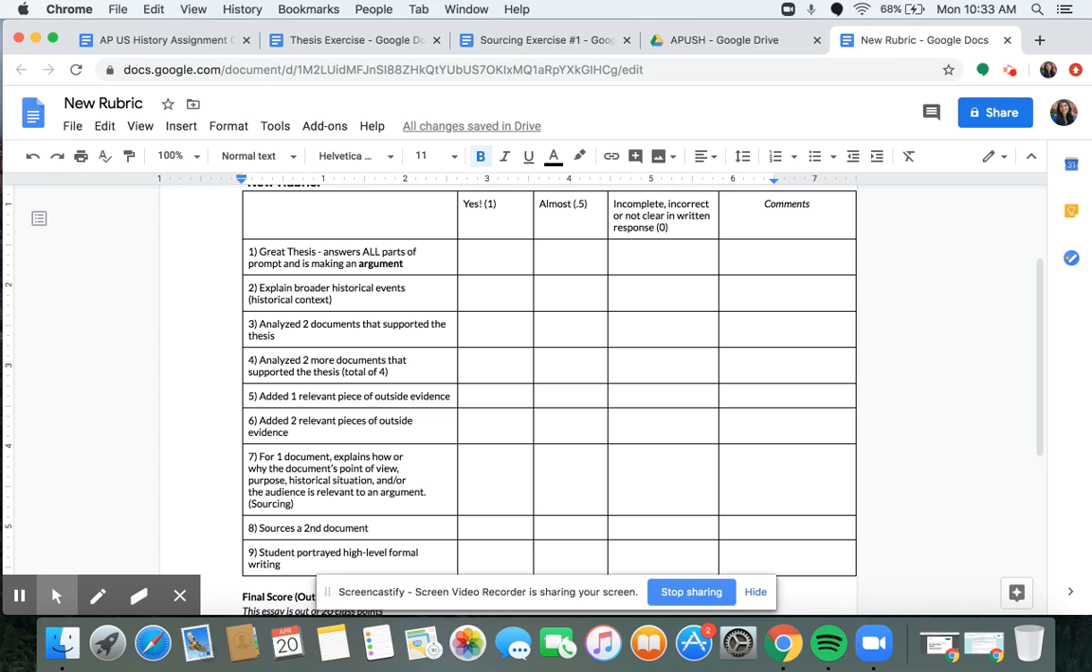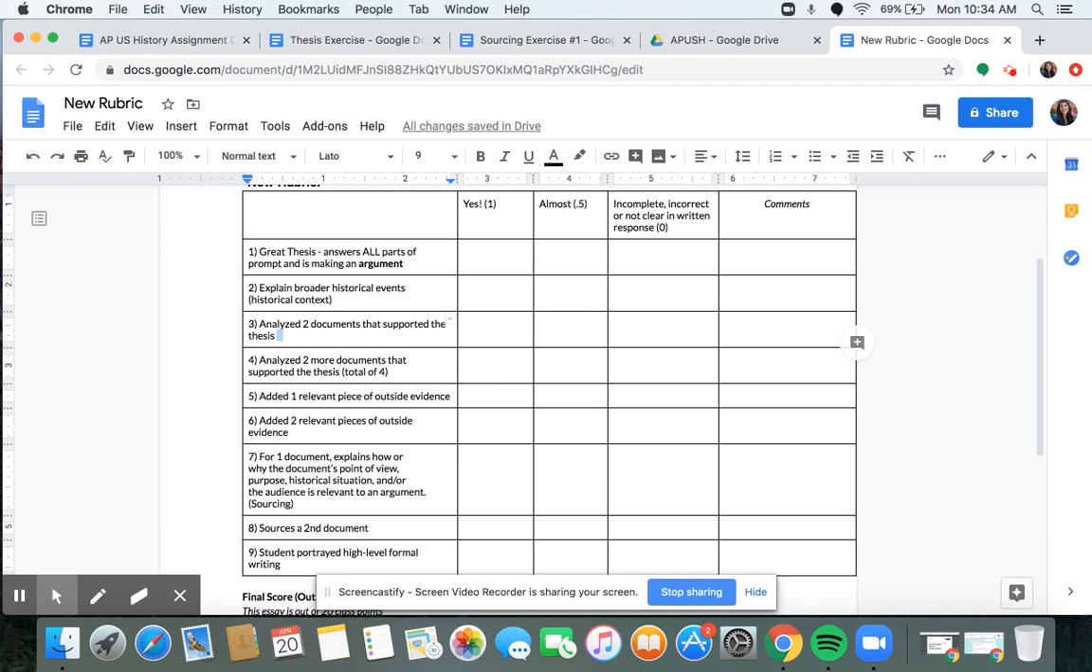It has to have an adjective in there. It has to have some way that you are arguing, you are making a point, you are making a claim, and you have to back that up in your essay. So great thesis still gets a point. The next one is still the same too. You still have to explain broader historical events. You still have to bring up historical context. That's in your introduction paragraph, and it's throughout your essay, kind of telling the reader what is going on during this time. So again, you still need to know the time period pretty well.